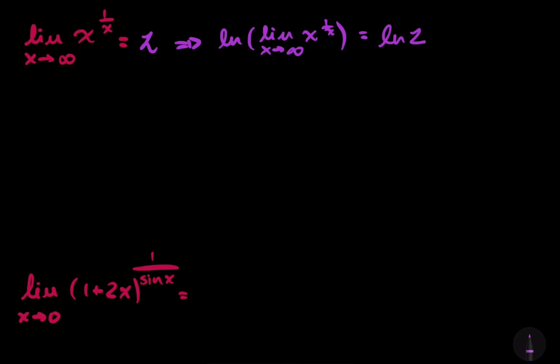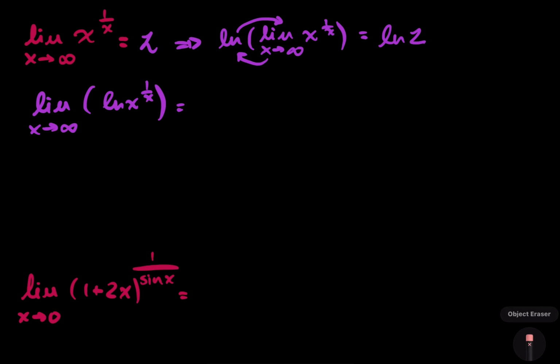And why are we doing this? Well, because the logarithmic function is continuous for x greater than 0. And then we can take this natural log and move it into the limit. So we can swap the limit with the natural log, right? And so what we'll end up with is the limit as x approaches infinity of the natural log of x to the 1 over x is equal to the natural log of L.